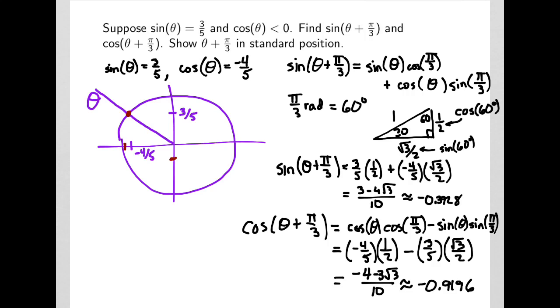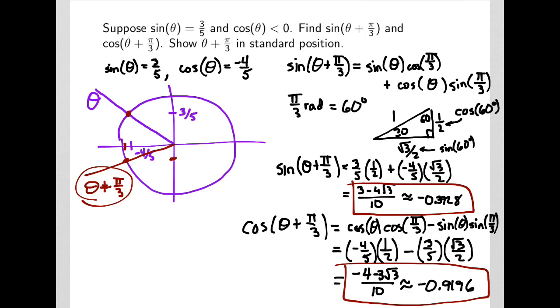So we're somewhere in here. And so my angle theta plus pi over 3 is in quadrant 3. So we found our sine and our cosine, and we've located our angle.